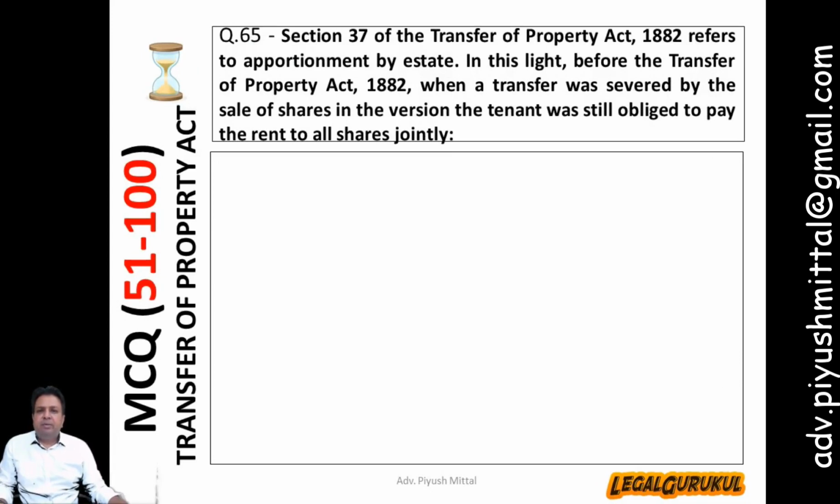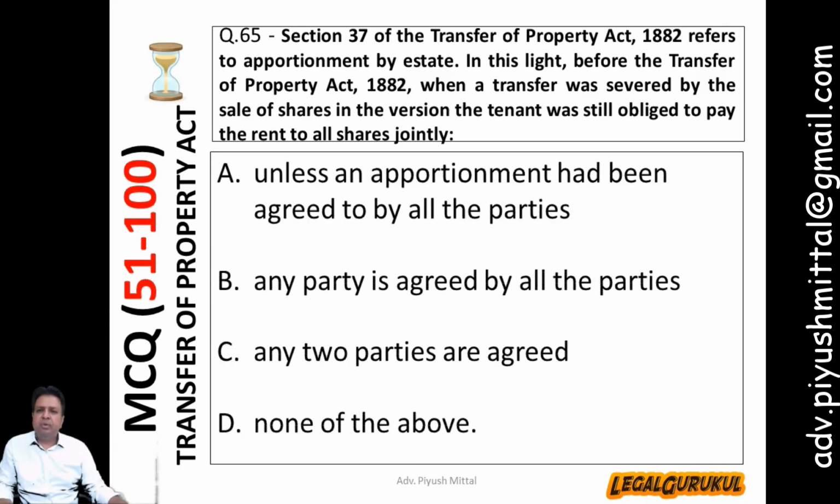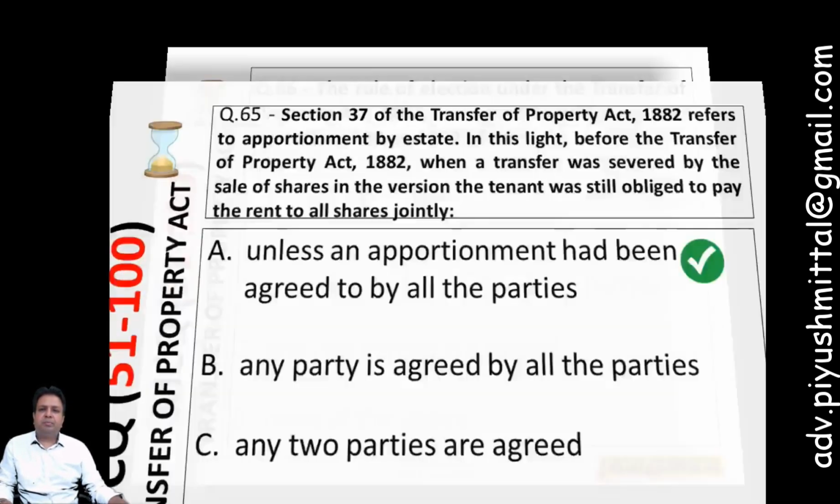Question number 65. Section 37 of the TPA Act refers to apportionment by estate. In this light, before the TPA Act, when a transfer was served by the sale of share in the reversion, the tenant was still obliged to pay the rent to all the sharers jointly. Option A, unless the apportionment has been agreed to by all the parties, B, any party is agreed by all the parties, C, any two parties are agreed, D, none of the above, and the correct answer is A, unless the apportionment has been agreed to by all the parties.